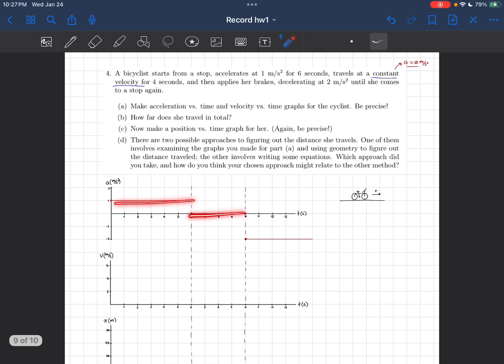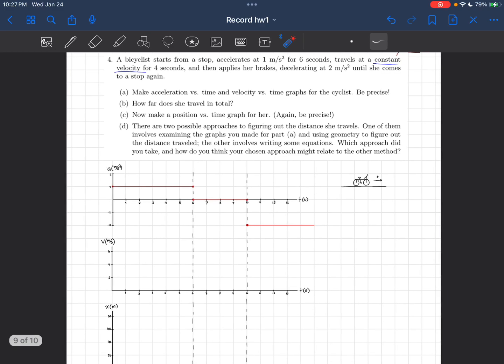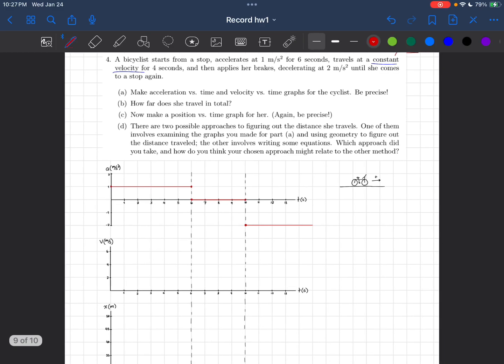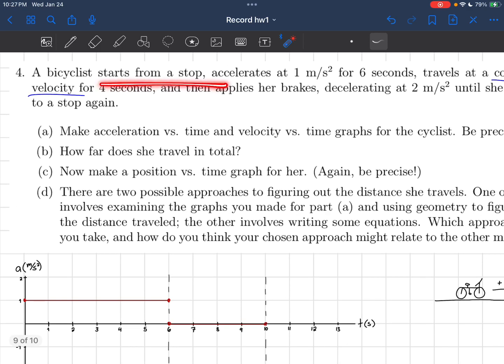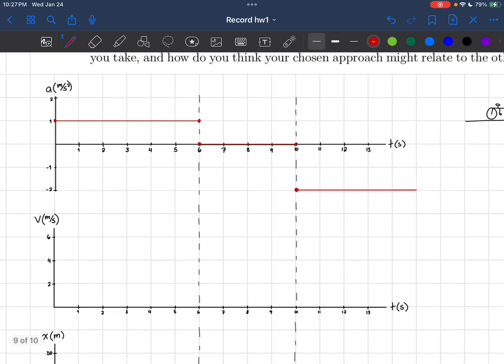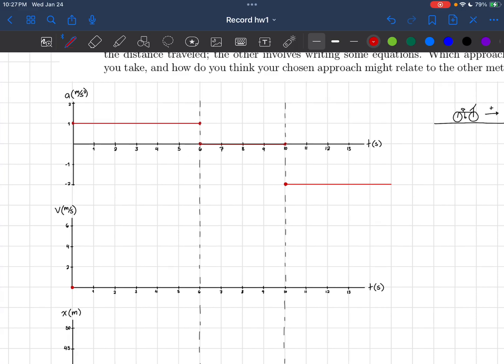Again, since it's just a bunch of horizontal lines, I always like to start with acceleration because it's the easiest, right? But now we get to move on to our velocity versus time. So we're given some information. We're told that the bicyclist starts from stop, right? That means we're starting from rest, which means at time 0, our velocity is 0.